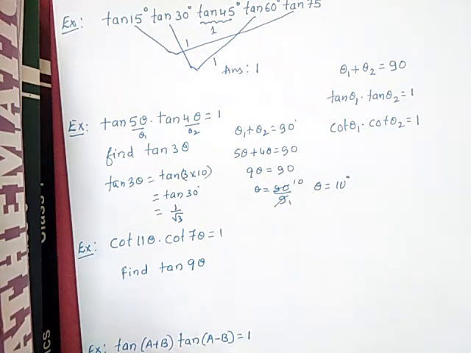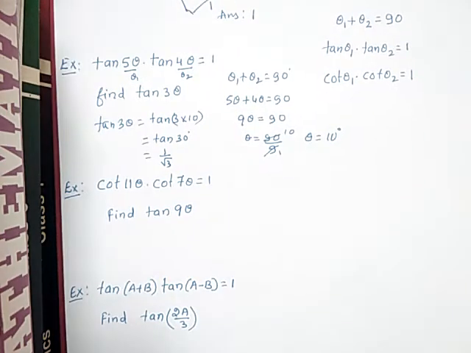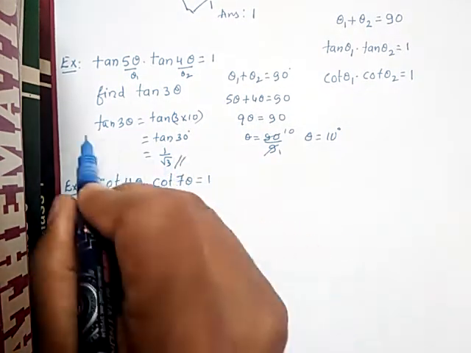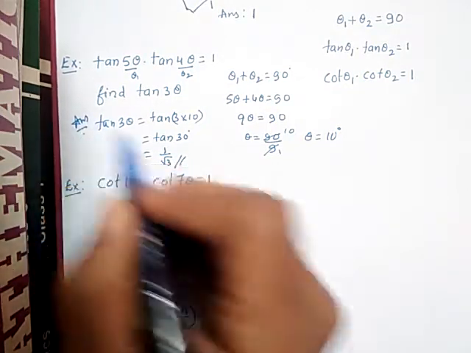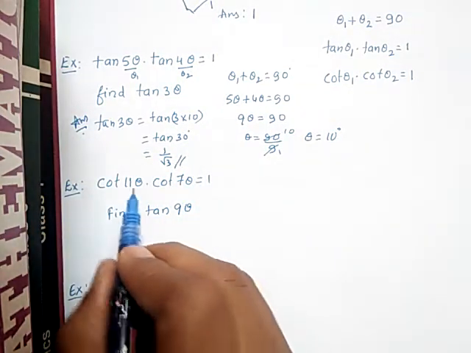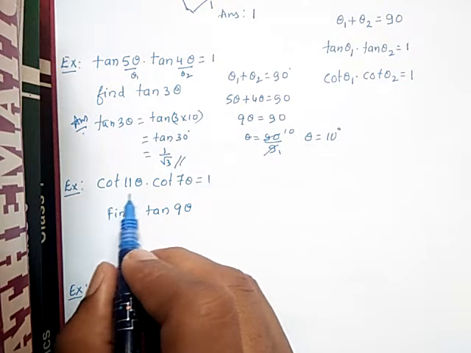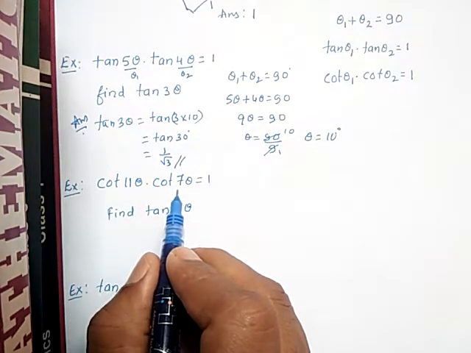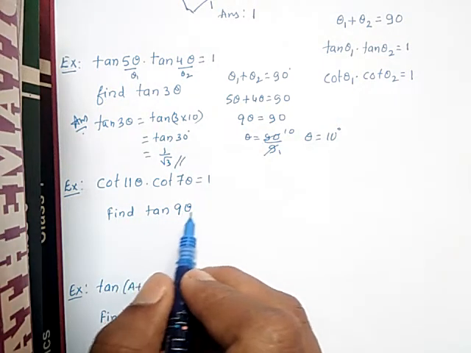Value is in the trigonometric ratio table, value table. So from that the answer is 1 by root 3. In the same way here also same thing. So 11 theta, cot 11 theta into cot 7 theta is equal to 1 is given. Tan 9 theta you need to find.